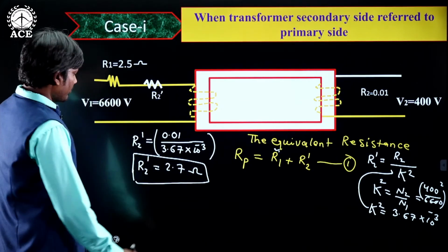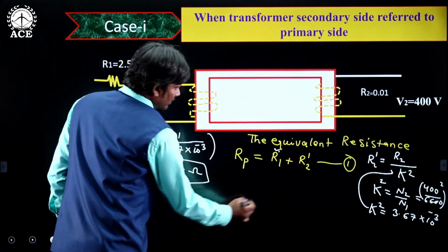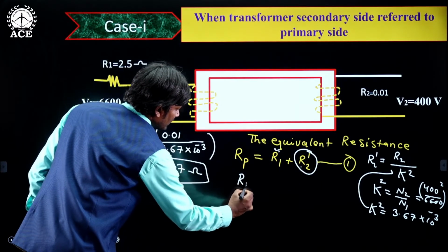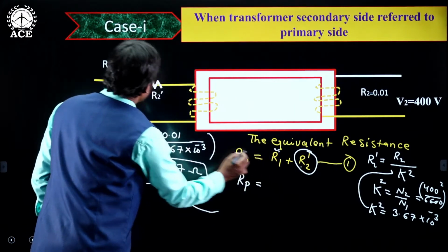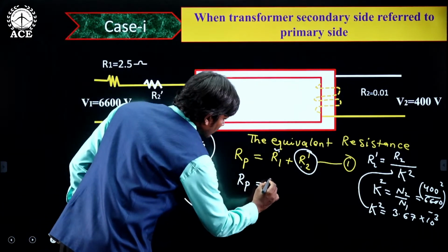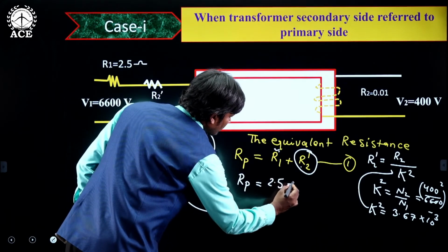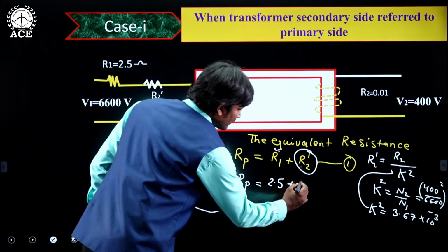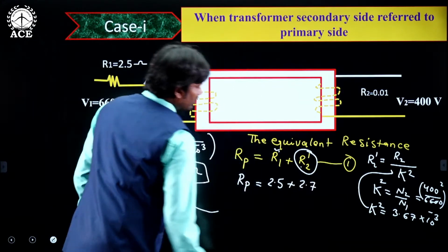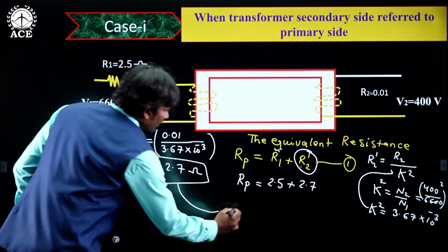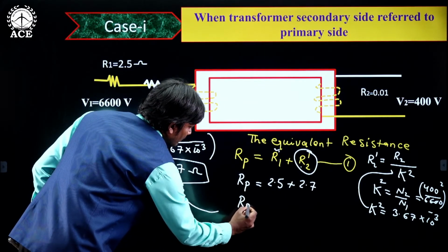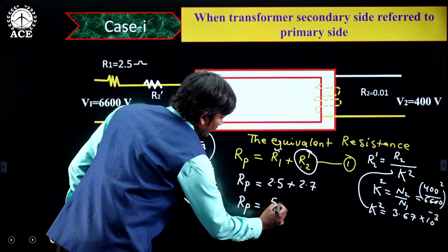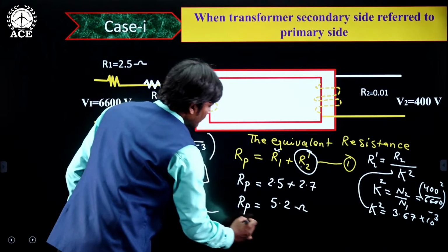Now substitute this R2 dash here and you will get Rp, the total resistance. Rp is equal to R1, which is given as 2.5, plus R2 dash, 2.7. This Rp will come to 5.2 ohms.